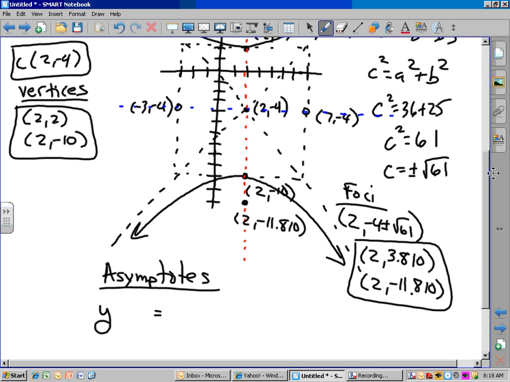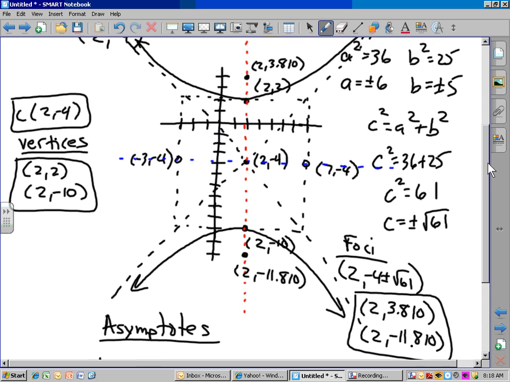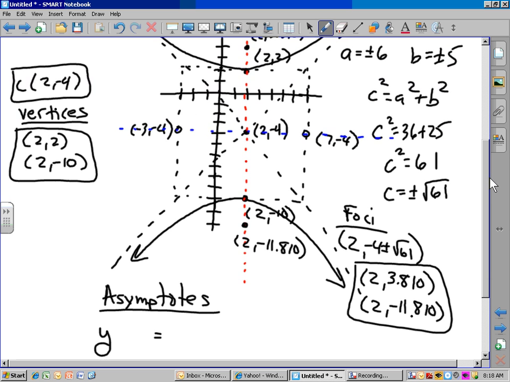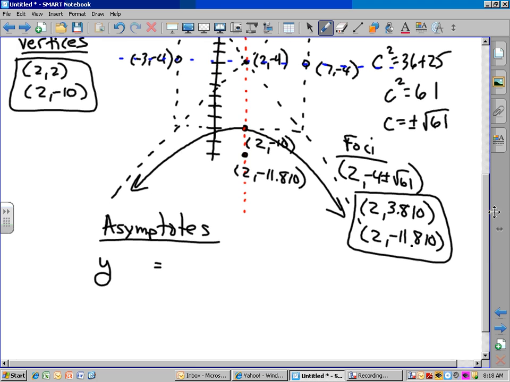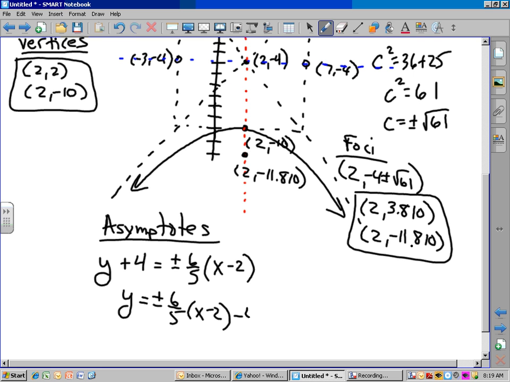So A is actually what? What's A? 6. And then my B is what? 5. So it's plus or minus 6/5. What's my center? 2, negative 4. So y plus 4, x minus 2. Again, if you want to get y by itself, y equals plus or minus 6/5 times x minus 2, minus 4. I think that's the better way to go there.